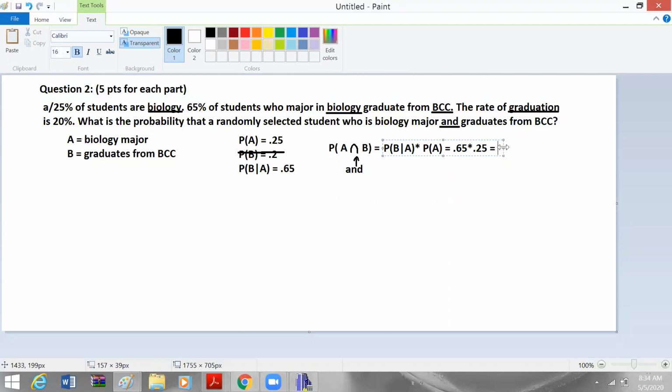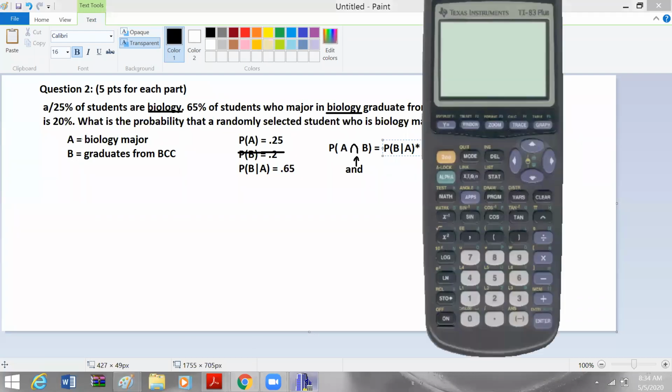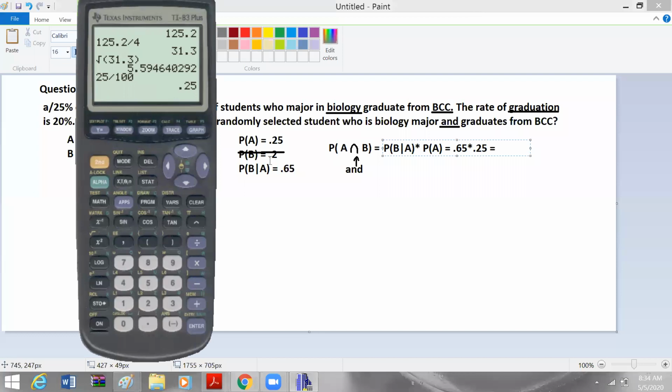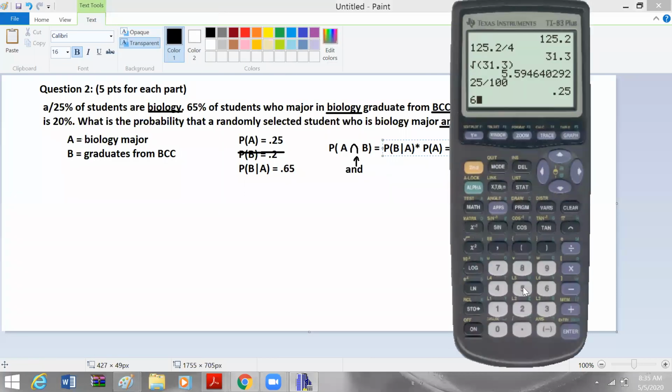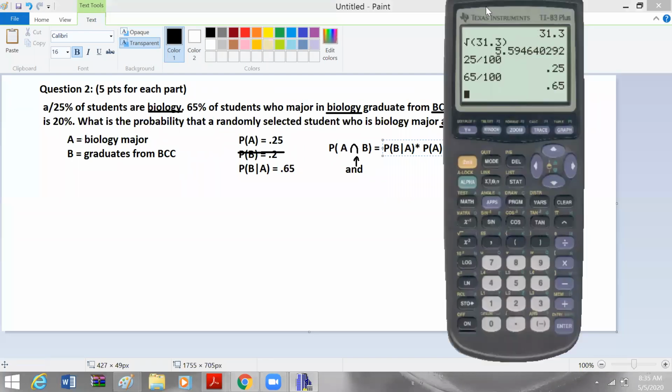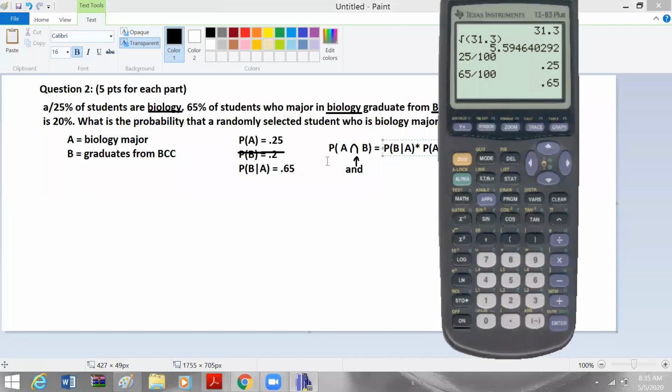Remember that all of these values will be given to us in terms of percentage. So how can we convert to a decimal number? We're going to take 25 divided by 100. We got 0.25. This is what I wrote. And we have 65%, you divide it by 100, you get 0.65, right? And then also we have 20%, you divide it by 100, you get 0.2. This is what we have.